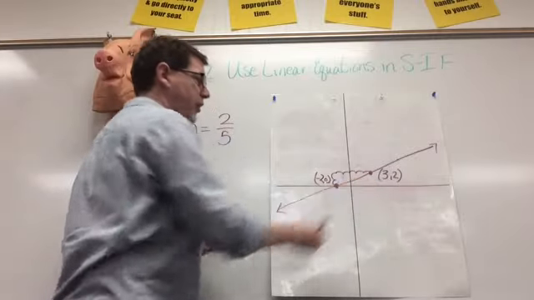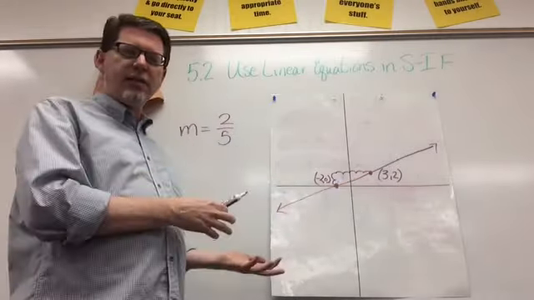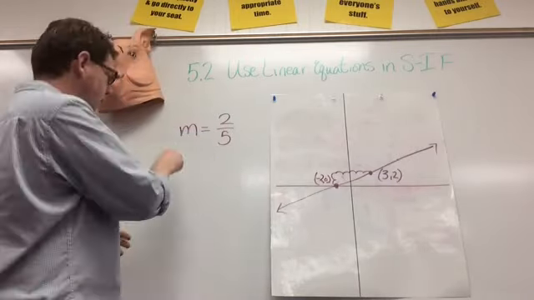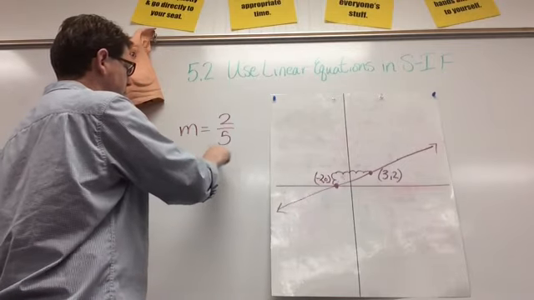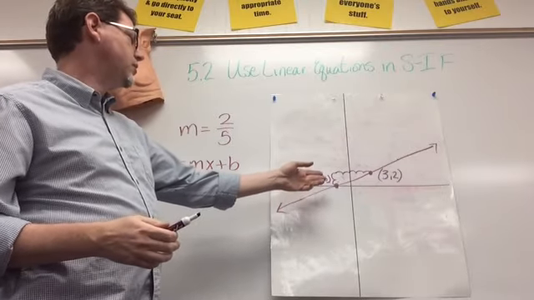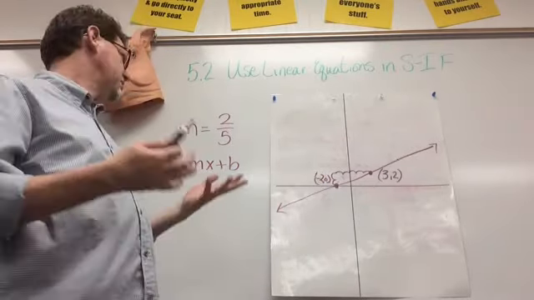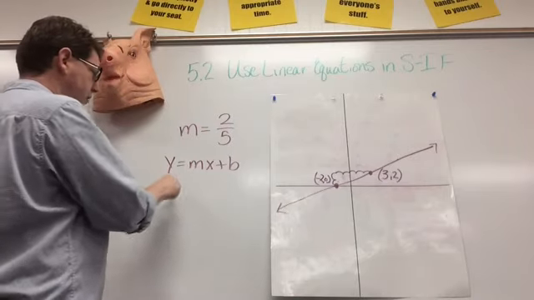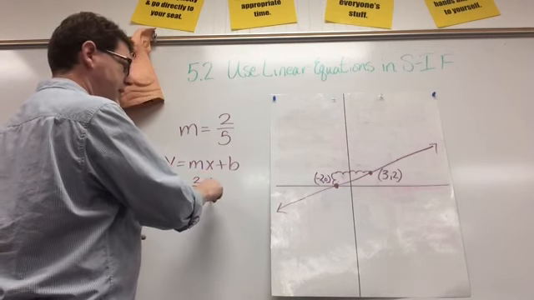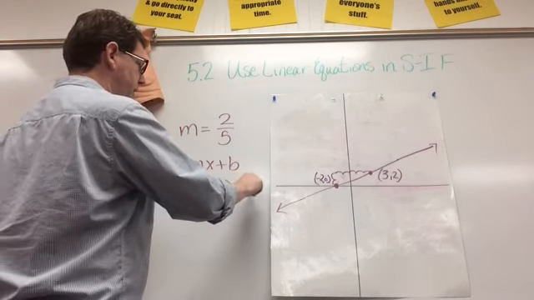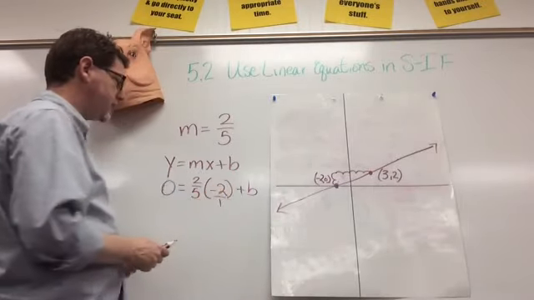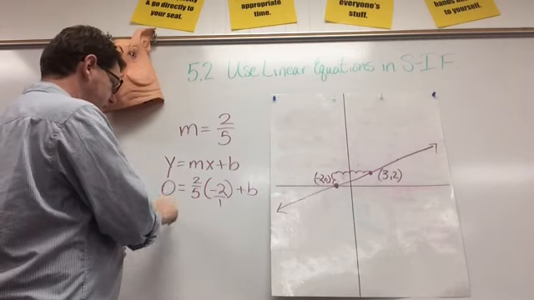I can pick either point, it doesn't really matter. I'm going to plug that into my equation and see if I can come up with b. So y equals mx plus b. Let's use (-2, 0) just because 0 seems like it'd be easy to use. So 0 equals, m is 2/5 times x, which is -2, plus b. Good so far?